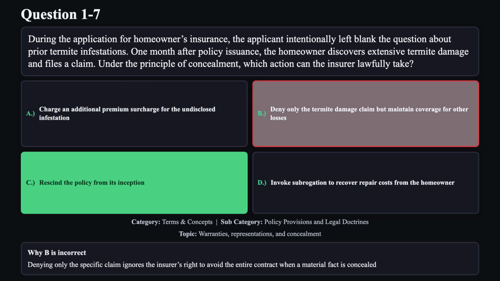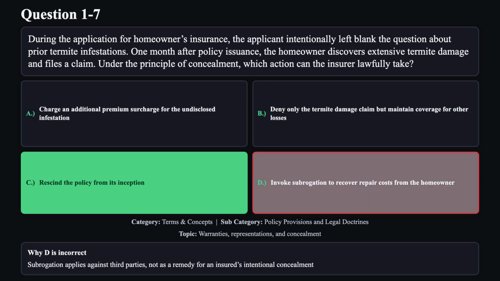Reason B is not correct. Denying only the specific claim ignores the insurer's right to avoid the entire contract when a material fact is concealed. Reason D is not correct. Subrogation applies against third parties, not as a remedy for an insured's intentional concealment.